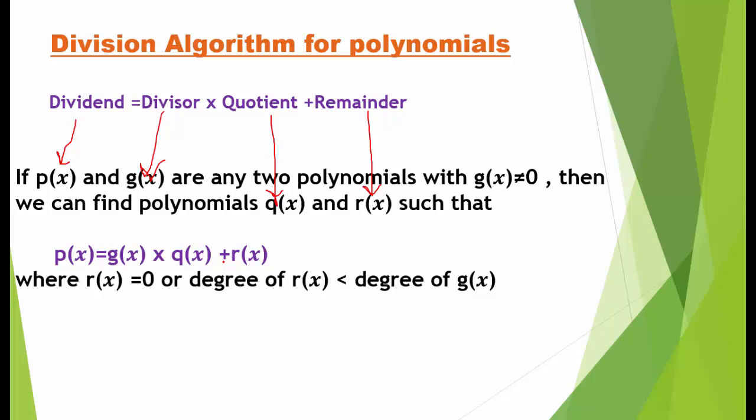Similarly in polynomial there will be two cases. It may be 0 or the degree of remainder will be less than degree of G(x). It can't be equal to or greater than degree of G(x).